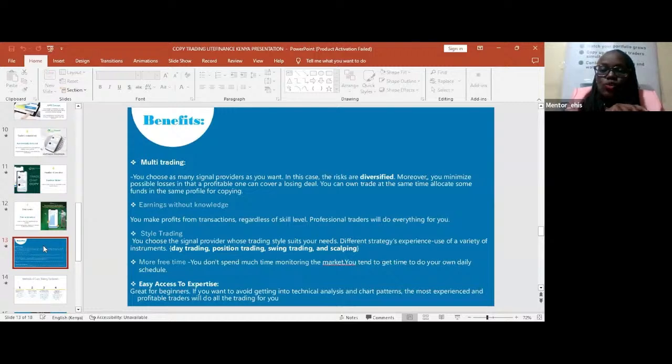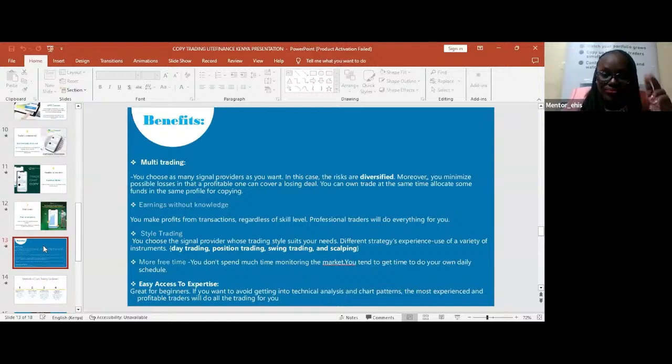Different strategies, experience, they use a variety of instruments. In this particular benefit, you would get the chance to encounter some day traders, some position traders, some swing traders, and scalping. In copy trading, when you're analyzing those masters, you would find there is a master that specifically trades one category of instruments, probably pound USD. I've encountered one who trades pound USD alone. You would find somebody else who trades gold. You would find somebody else who trades NZD card, and you would find they trade two instruments or one instrument. So that is room for you to access the trading style of that trader and get their signals.